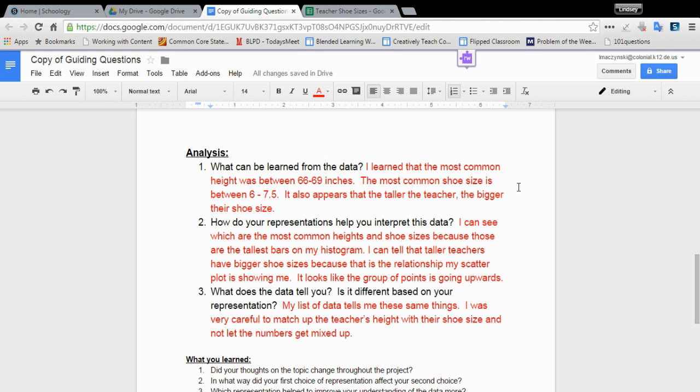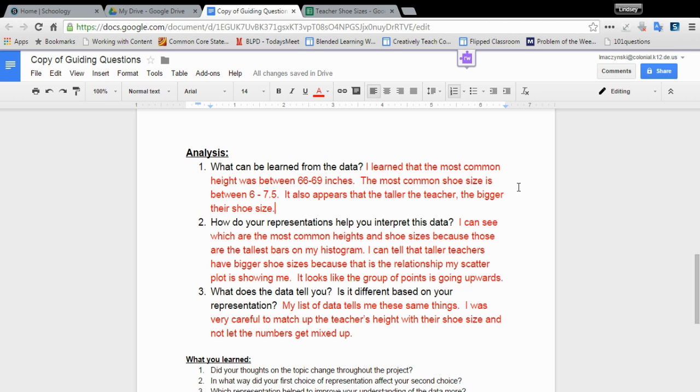I also did the same thing for shoe sizes. I found the mode between 6 and 7.5. You could narrow that down even further. You could find the mean. You can find the median. And I also noticed that it appears that for the most part, the taller the teacher, the bigger their shoe size. And then I went on and I answered questions 2 and 3. I used my graphs to see what I could learn about the height and the shoe size data. And you can see what I typed there.